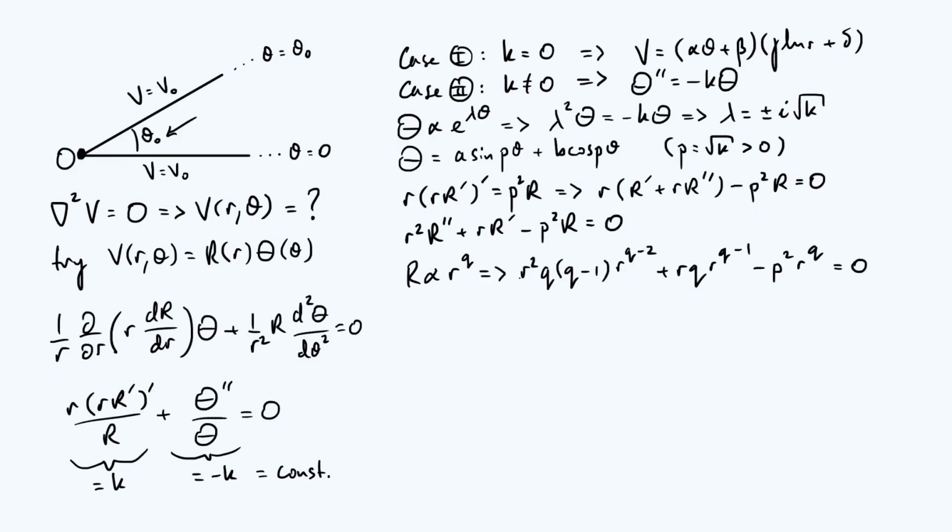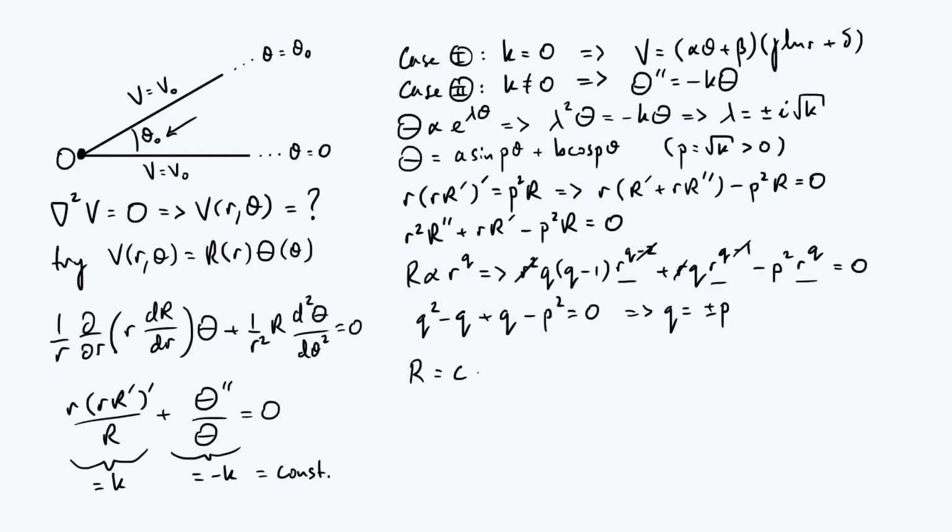Then notice that this r squared makes this minus 2 disappear, this r makes this minus 1 disappear, and then you've got an r to the q common to all terms, right? So you get a simple polynomial equation for q, which is q squared minus q, then plus q minus p squared is 0. The linear terms cancel, and q ends up just being plus or minus p, which is a nice result. So then you can construct your solution, your full solution for the radial part.